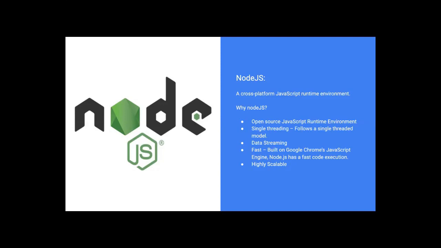So why do we need to use Node.js? As I said, it is an open source JavaScript runtime environment. It is a single threaded model. The data streaming is much faster and much easier because it streams data. Then it is built on Chrome's JavaScript engine, and Node.js has fast code execution and is highly scalable. So this is all about the MERN stack, a brief intro of how things happen.